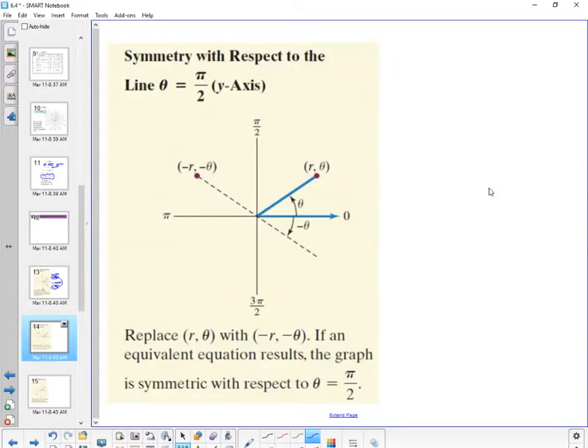Do you have this type of symmetry? For this one, you have to replace both r and theta with negatives. Remember before that was the origin symmetry? But not for this one. For this one, you're changing both of them. So it depends on what type of symmetry you're looking for. You can test anything for that type of symmetry. In this case, cosine was my example, right?